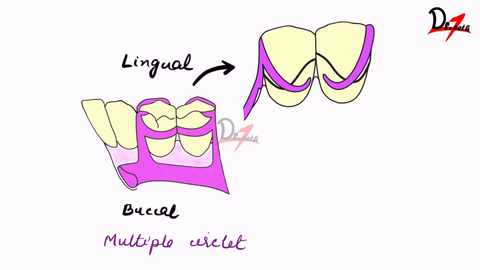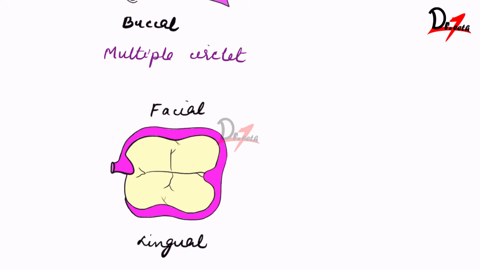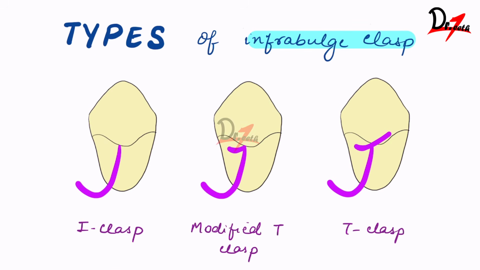Okay, so this is the buccal view. This is the buccal view. This is the lingual view. And when you see it properly, the lingual view, it will look something like this. Okay. And we have the ring clasp. Okay, it is like a ring. So those were the suprabulge clasp.